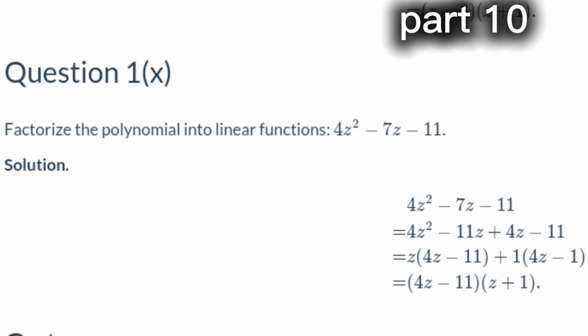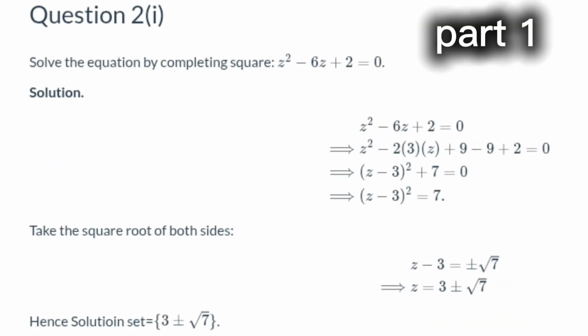Isolate. Move the constant term to the right: z² - 6z = 2. Complete the square. Take half of the z coefficient, which is 3, square it, which is 9, and add it to both sides: z² - 6z + 9 = 2 + 9. Factor. The left side factors to (z - 3)² = 7.